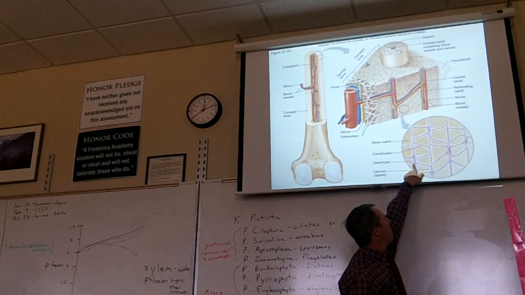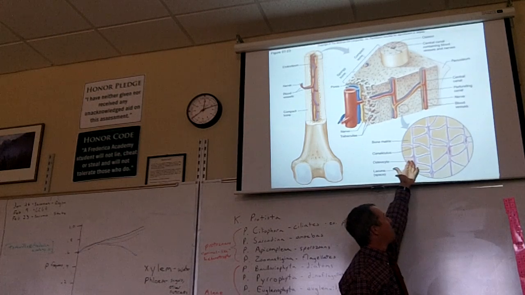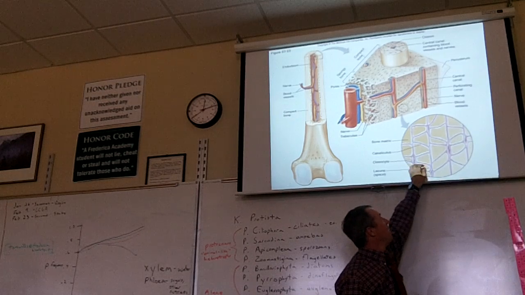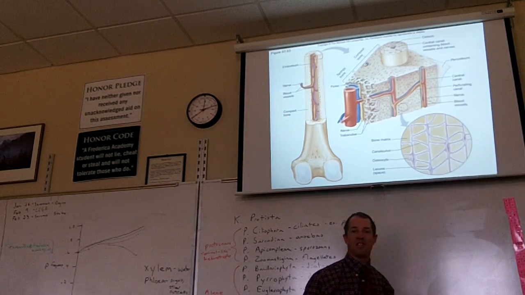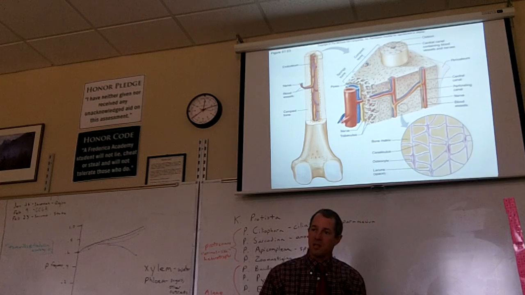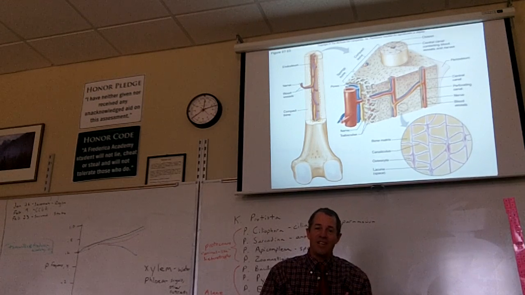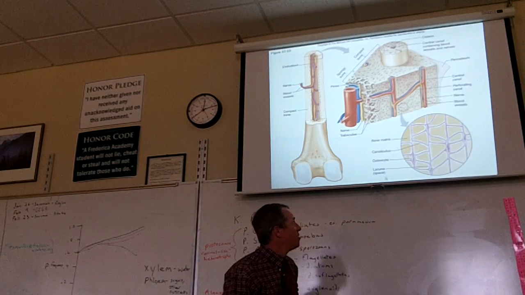And the bone cells, what they do is they remove calcium from the blood and they store it in these spaces here. And so these spaces will fill up with calcium. And calcium is a hard substance. Phosphorus is another one that's stored in your bones. Calcium and phosphorus are what make the bones hard.